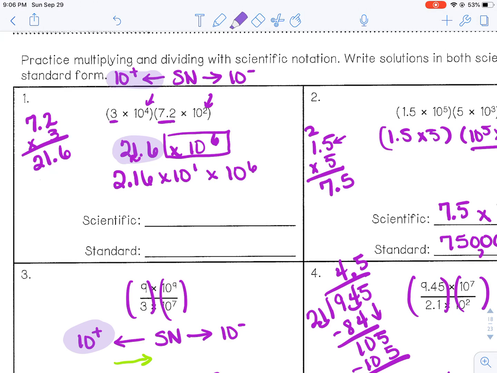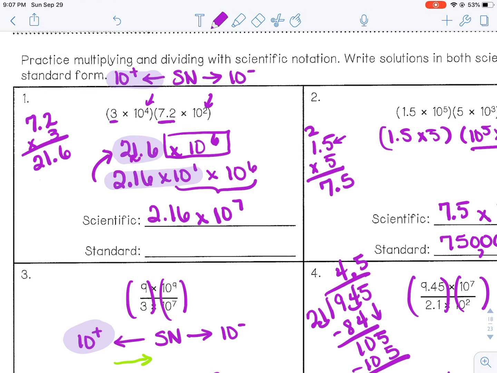Do you see that 2.16 times 10 to the first power is equivalent to 21.6? Okay, so I haven't changed the math. I've just moved the decimal and then added the power of 10 there. So now I can bring this down, 2.16, and I can add those exponents together. That'll be 10 to the 7th power.